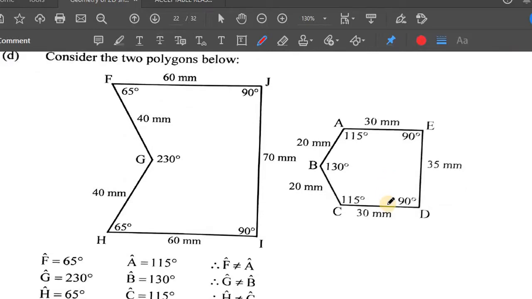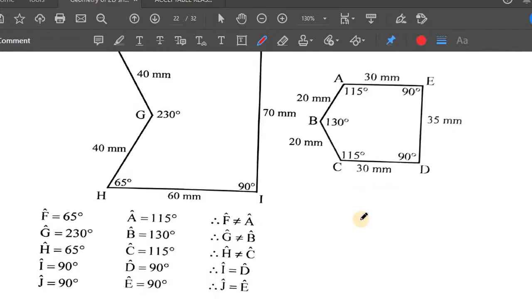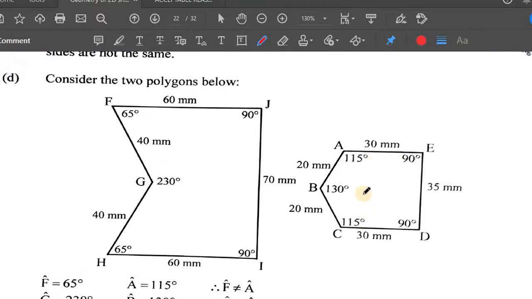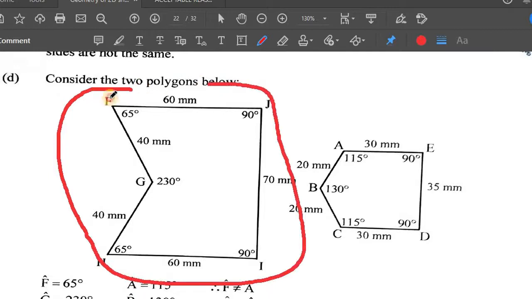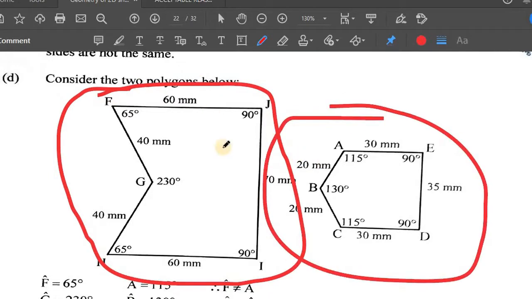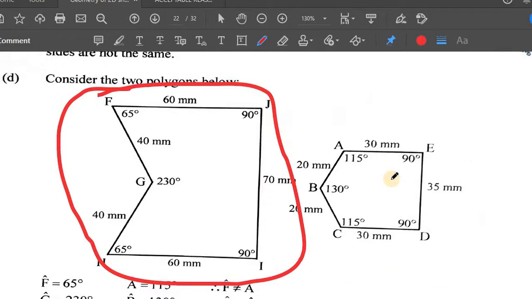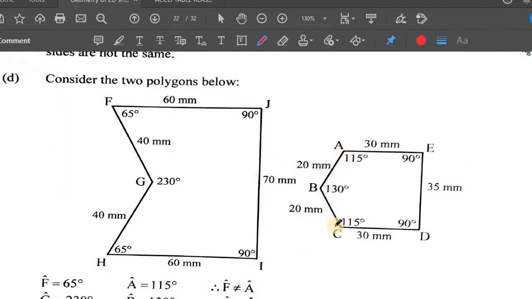Now consider the two polygons below. All right, now let's look at this. If you look at this shape, just looking at it, this shape is not the same as this shape here at all. This here, ABC, is going outside, right? And this thing here is pointing inside the shape. Can you see that this is not the same shape as this, right?